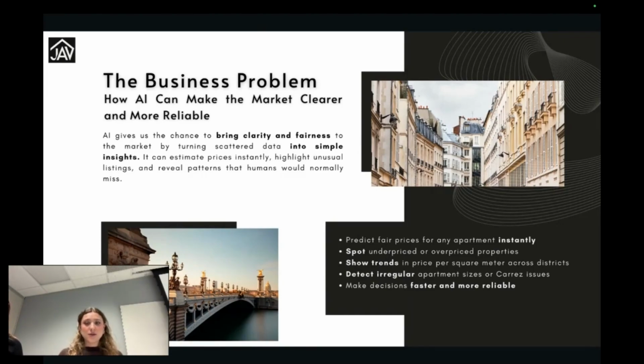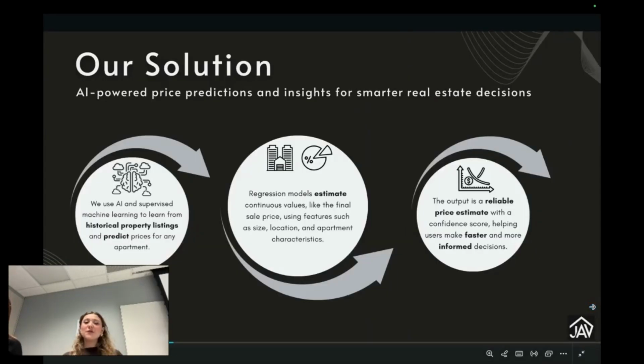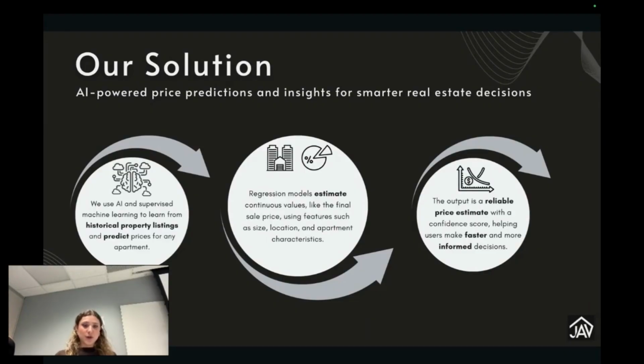So at the end, this AI will help us a lot in this business problem. So for our solution, I'll just say a quick thing: using these AI-powered price predictions and insights for real estate decisions. What we're doing here is using the AI and sending it all the data, the historical property listings, to be able to predict prices for any apartment.